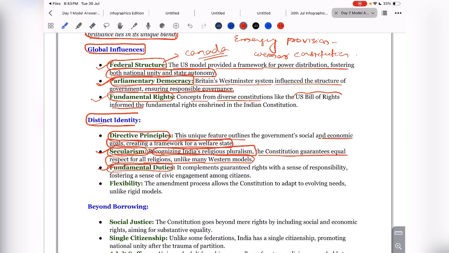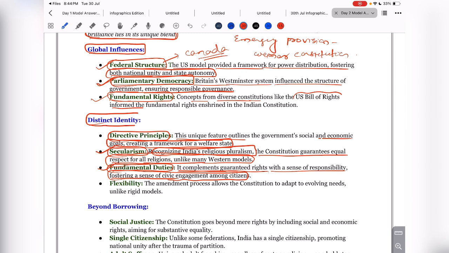The next is fundamental duties. It complements the guaranteed rights with a sense of responsibility, fostering civic engagement among citizens. Look, fundamental duties you will find in socialist countries like Russia, but India, being a democratic country, included the fundamental duties. That shows the uniqueness of our Indian constitution.